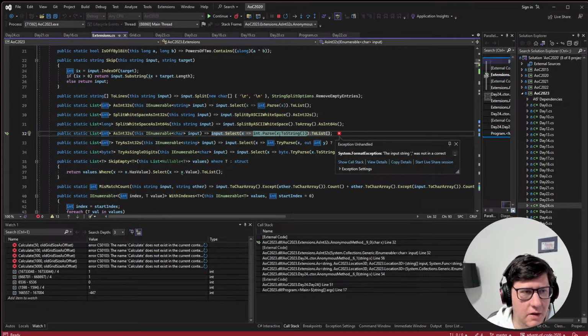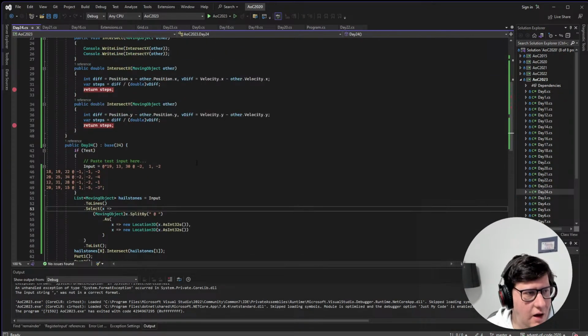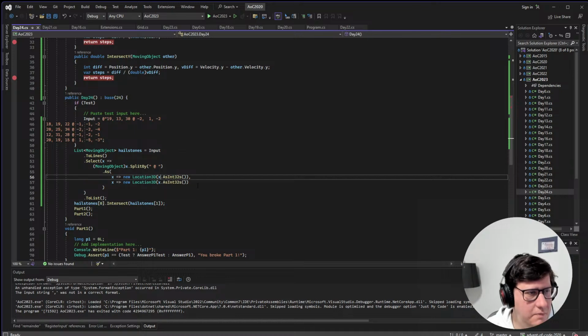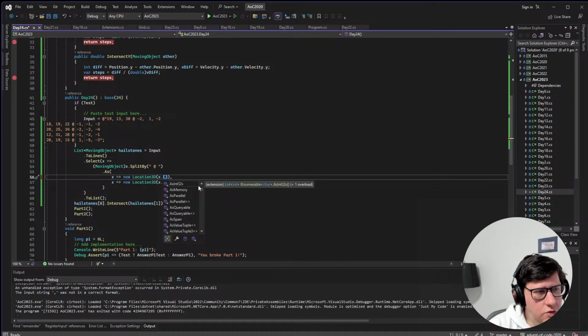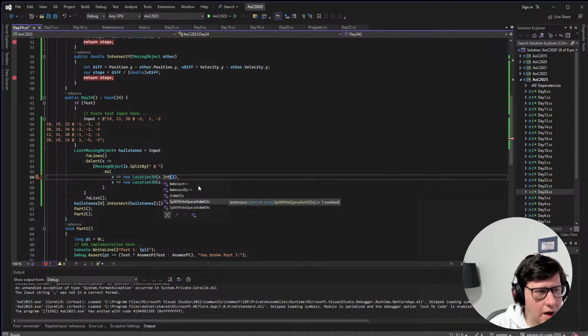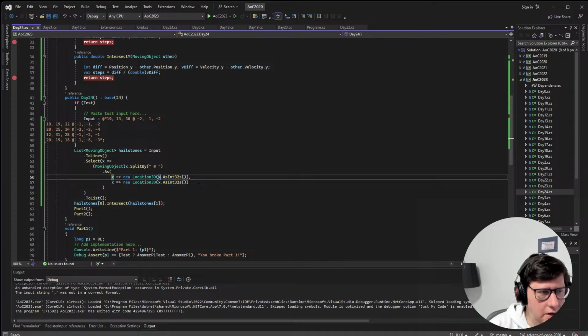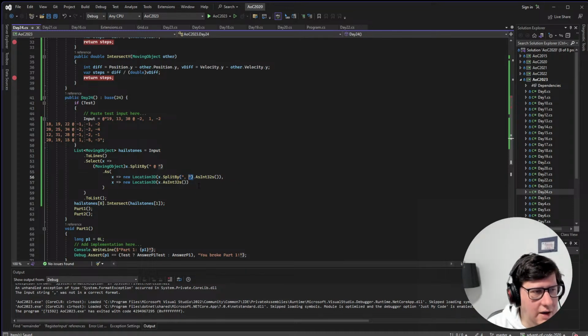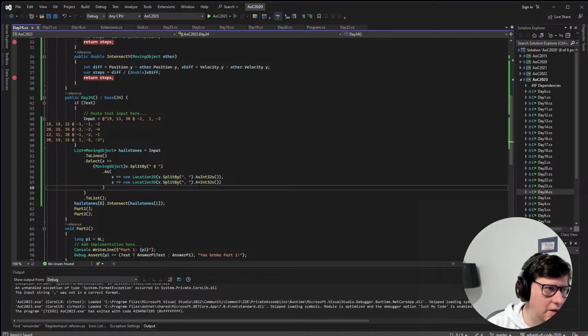Boom, the input string was not in the correct format. I need to split it still. This is a step that I always forget when parsing this. I don't have the split here, so what I can do is just leave it as this and do the simple split. I could also do a split with trim, but in this case it does exactly what I want, and it will be fine.